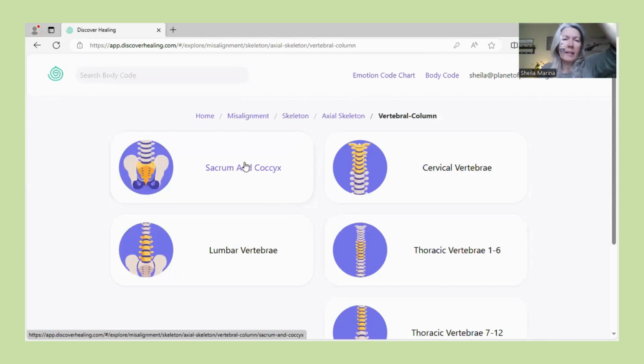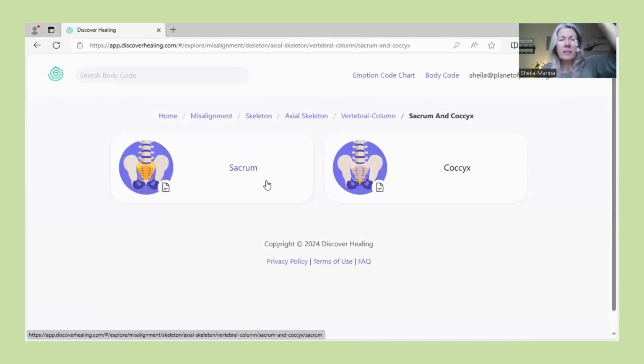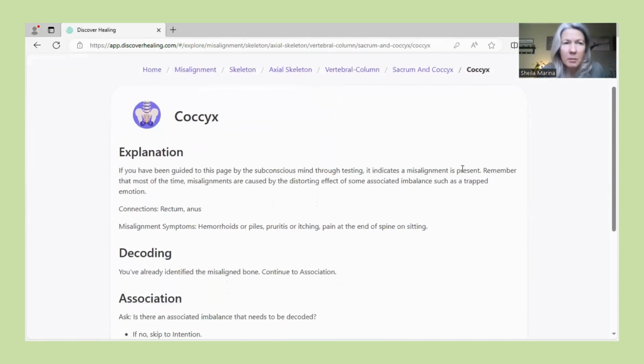So regarding Gus in the vertebral column, is this on the left side of the chart? Yes, on the left side of the chart. Is it in the sacrum and coccyx? Well, maybe not, because the dog does have that. Is this in the sacrum bone for the dog? No. In the coccyx? Yes. So in the coccyx, there's some kind of misalignment present. So let's find out if there's any trapped emotion regarding Gus in the coccyx.